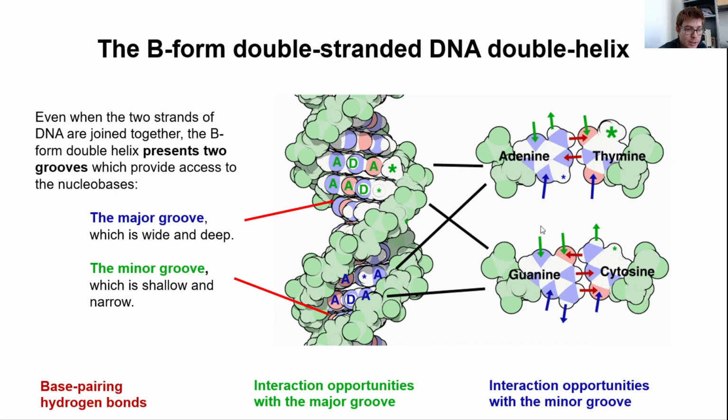What you'll see is that there are additional hydrogen bond donors and acceptors, as well as van der Waals interactions that can be presented on each of the grooves. So this side over here in green are the interactions that are possible with the major groove, and over here in purple, these are the interactions that are possible with the minor groove. And what this means is that this combination of different acceptor and donor patterns presented by adenine, thymine, guanine, and cytosine in their base pairing can actually be partially accessed through interactions with these major grooves.